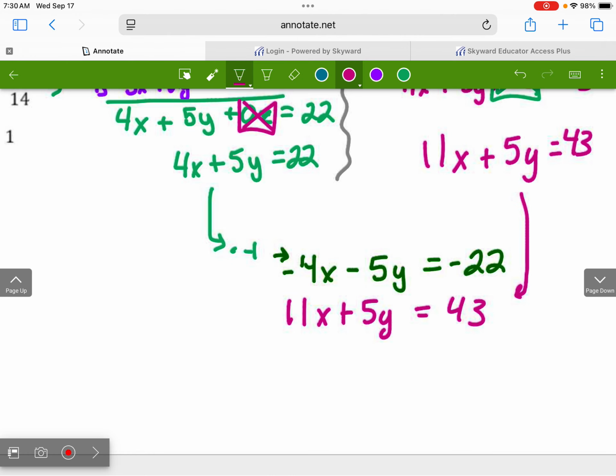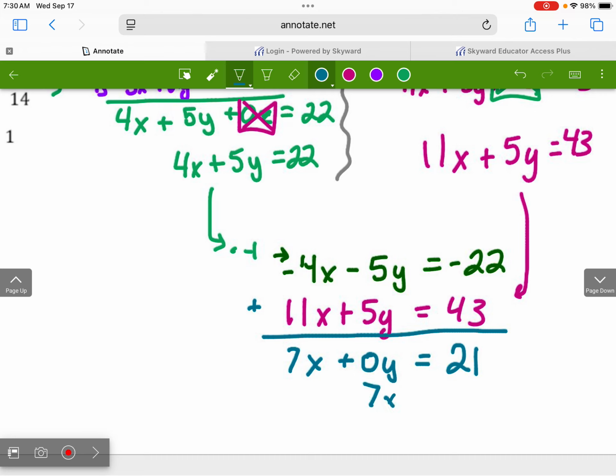When we add those together, what do we get? We get 7x, 0y's, negative 22 plus 43, 21. So we get that 7x actually equals 21 because those y's eliminated out. 3. So our x equals 3. Yay, we have part of our answer.